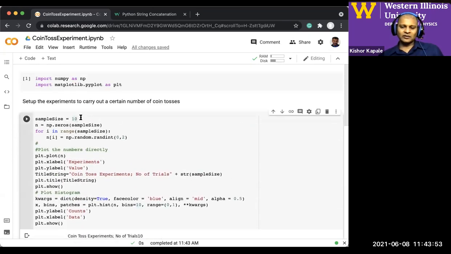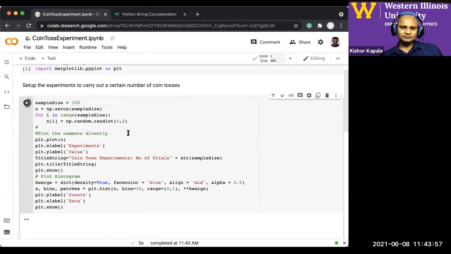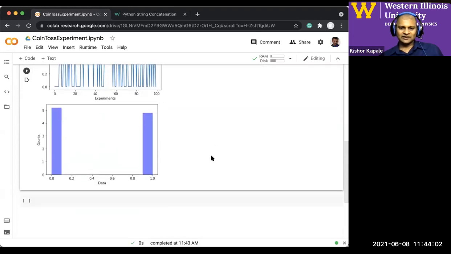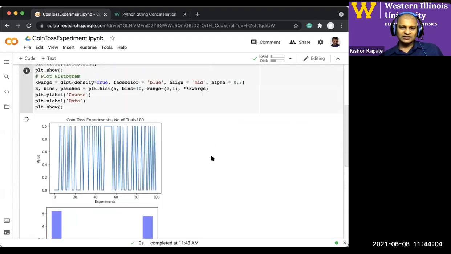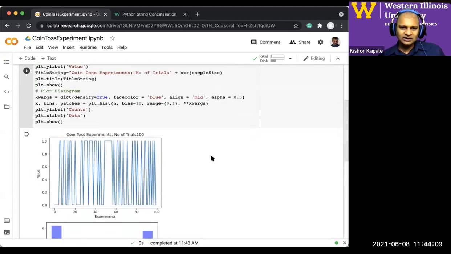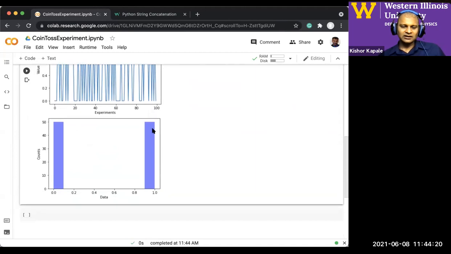So I'm going to now go from sample size 10 to 100, and let's see what happens. You get all of these things, that plot is going to become essentially useless after a while. But out of 100 tosses, yeah, it's plotting with density true. So I'm going to make density equal to false, so it will actually give us actual counts. And let's run it again. Okay. So out of 100, we got 50 heads and 50 tails. So that sounds like a fair coin.